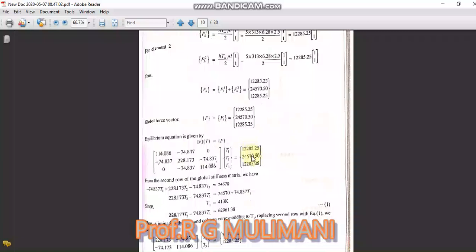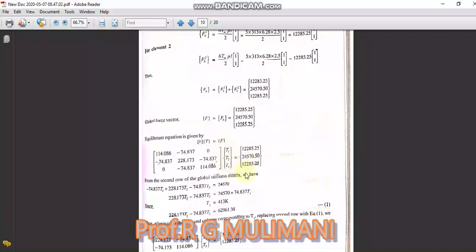Okay, these are the force vectors due to convection. In the fins, the main reason for the dissipation is convection. So for the convection force vector, you consider this equation, h T infinity PL by 2. For the two elements you will get two force vectors, then you add these two force vectors to get the global force vector. Okay, this is the global force vector for this problem. Now we have a 3 by 3 global stiffness matrix, 3 nodal temperatures and 3 force vectors. By this we can solve the nodal temperatures.